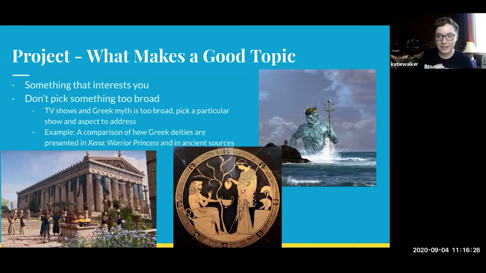If you're a huge fan of a particular video game that draws in some of these myths, then do that, because it's going to make your project so much better if you're actually interested in the subject matter. But you also don't want to just pick something that's extremely broad. If you wanted to do something with a TV show, you wouldn't want to compare every TV show and Greek myth, because you're going to have way too much content. There's no way you're going to be able to condense that down into a 5-minute video.